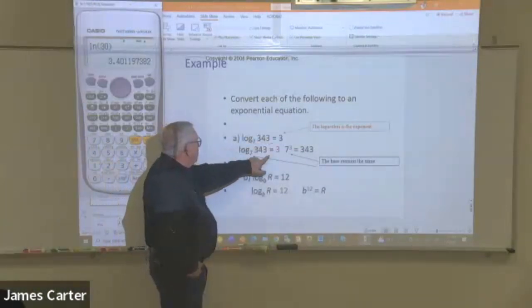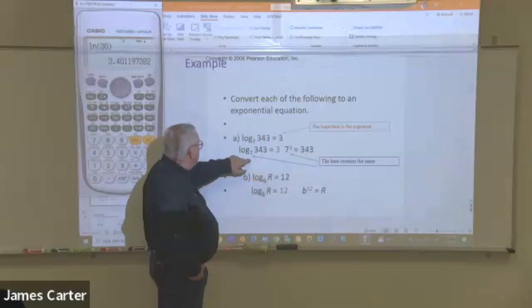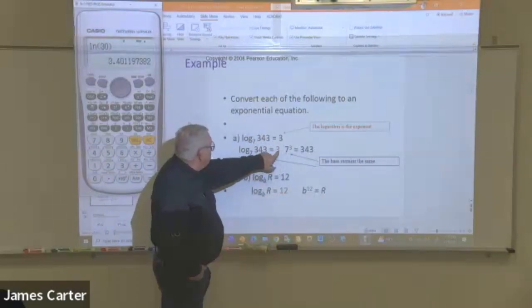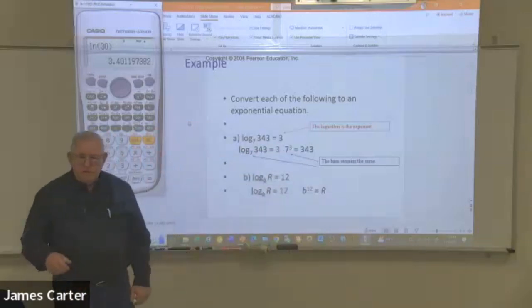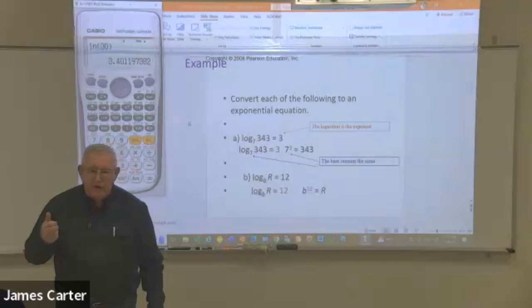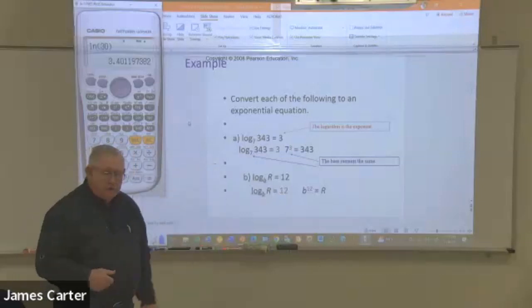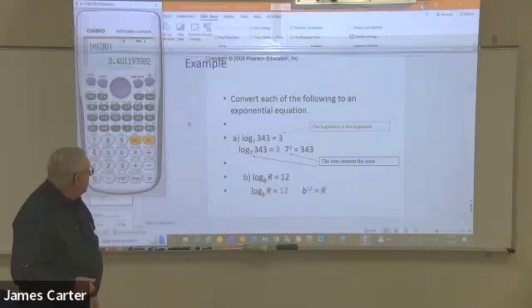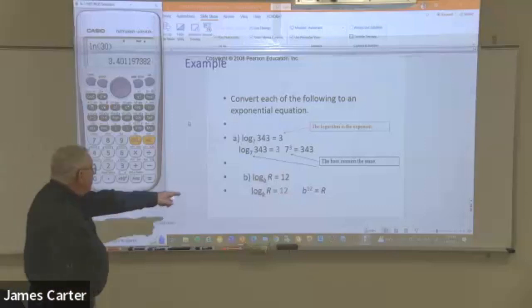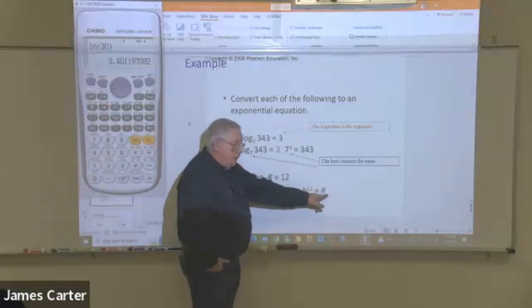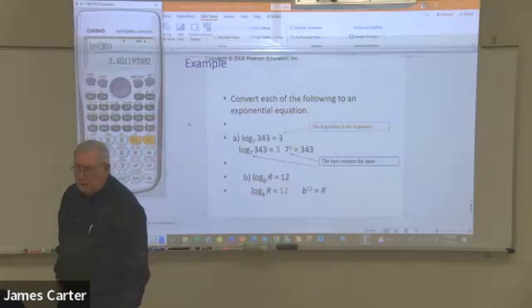Well, here again, we're just going to convert them. The base stays the same. Here is your power. Here is your argument. 7 to the third. 7 times 7 is 49. 49 times 7 is 343. Okay. Down at the bottom, log base B of R. Now we don't know numbers, but we can still convert it the same way. Whatever B is to the 12th power, it would be equal to R.